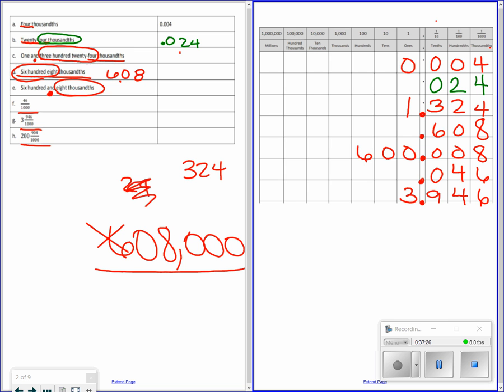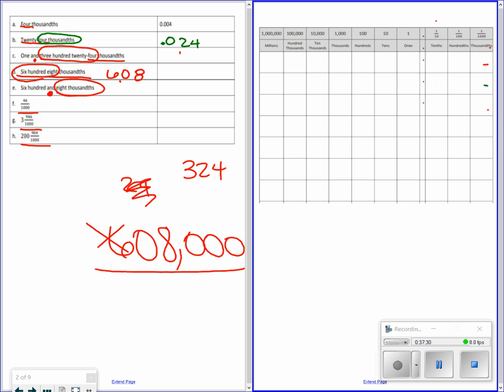Okay. Then finally, 200 and 904 thousandths. You guys sound like you sprung a leak. You know what's better? Just kind of go like that. It's way quieter. Thank you. And I'm not having to talk over a leaky tire.